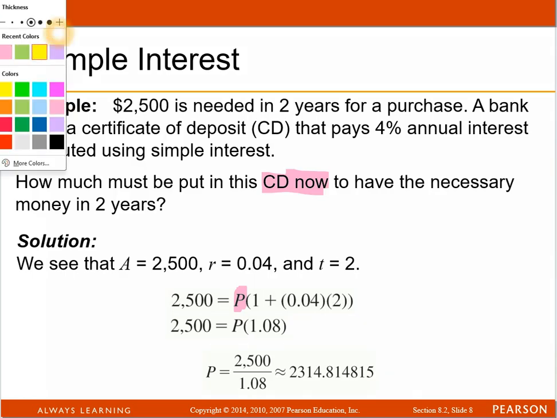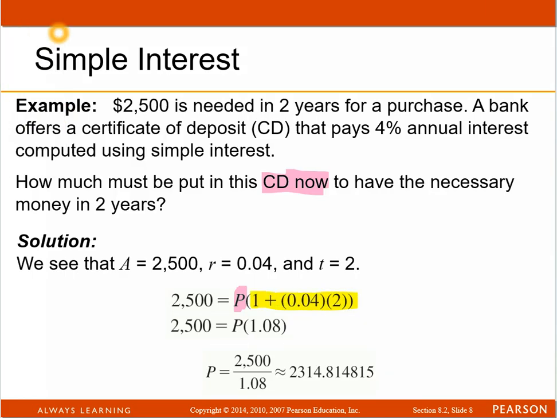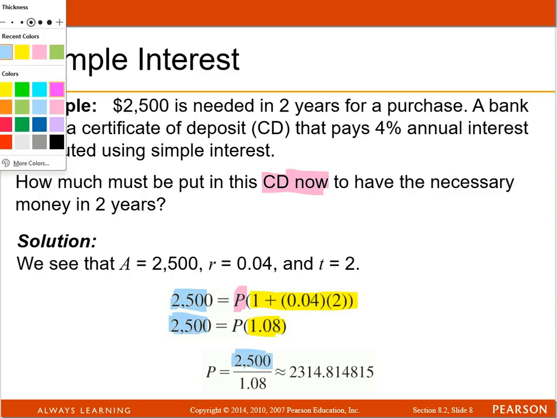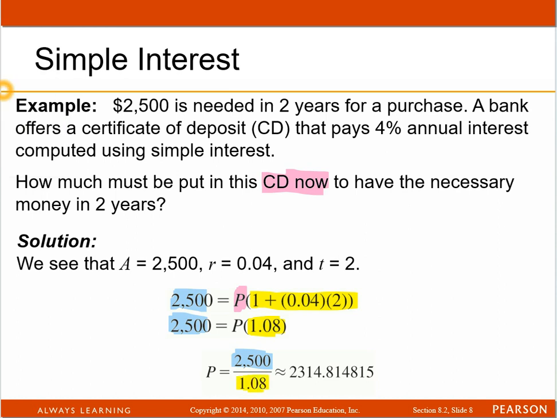And then they went ahead and did this calculation and got 1.08. And the future value was 2,500, which is over here. So to solve for P, they just took the 2,500 and divided it by the 1.08. And that's how they got their answer of this amount here, which you should round off to the nearest cent. So $2,314.81. And that is simple interest.